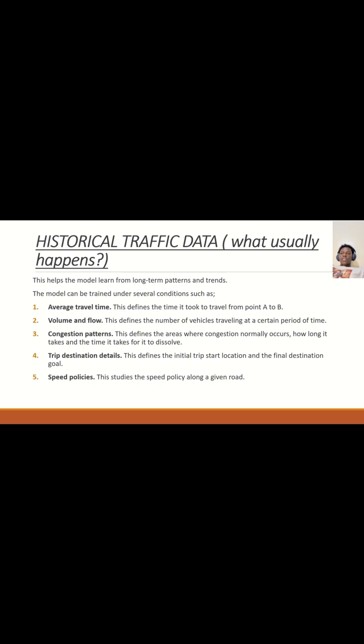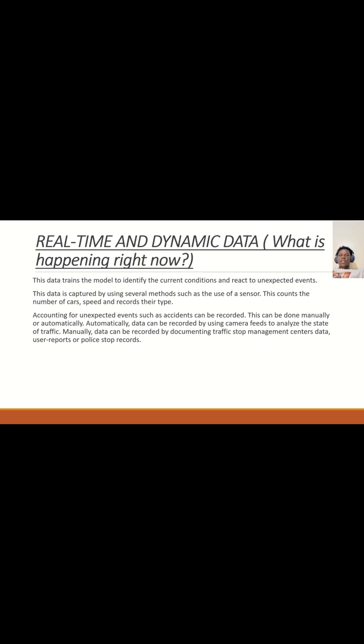Then you have the trip destination details. So this defines the initial trip starting location and the final destination. Then we have the speed policies. This studies the speed policy given along a given road. So real-time and dynamic data, that is what is happening right now. So this data trains the model to identify the current conditions and to react to unexpected events, which are contingencies.